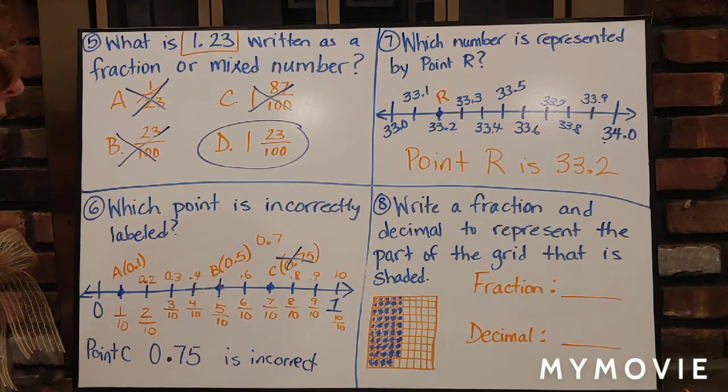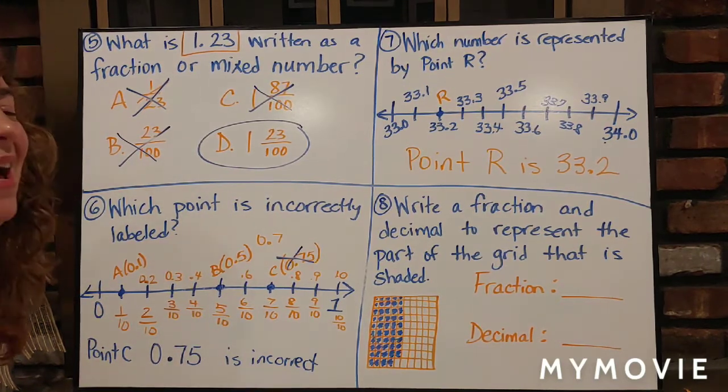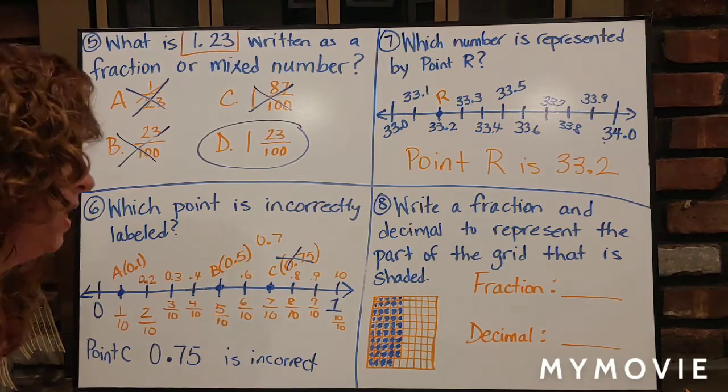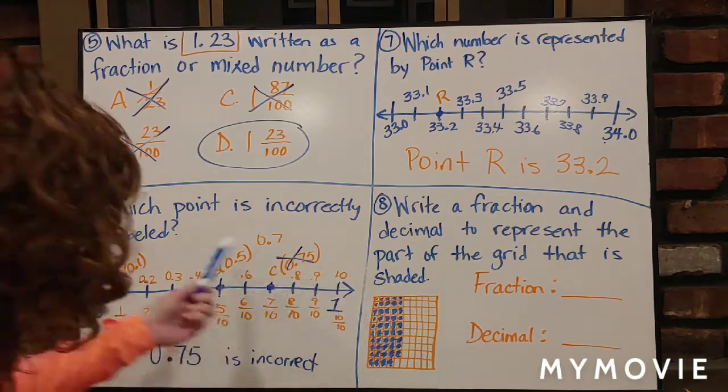Okay, number 8. Write a fraction and decimal to represent the part of the grid that is shaded. Now I have to admit, when I printed this out, it was hard to see. It's easier to see when it's on the screen. But so I drew our grid out, and now we'll count them.